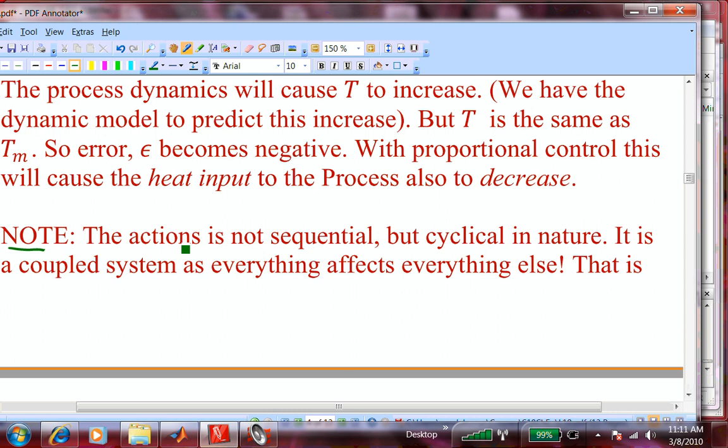So we need to develop a way of simplifying and developing an effective transfer function between the inlet and the outlet. It is cyclical in nature. It's a coupled system, which means everything happening in the loop affects every other part.